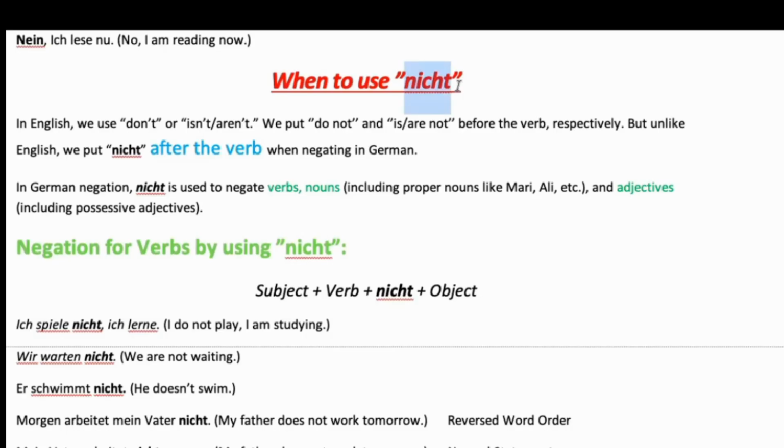Next one is an important concept: nicht, which means to negate any sentence. We use nicht for don't, do not, is not, or are not, that we use in English. So in German we use nicht for all of them. We use nicht after the verb. Sometimes we use nicht to negate nouns also, but most of the time we will negate verbs and adjectives. Adjectives we will learn later on. Now we will just learn about verb and noun negations.